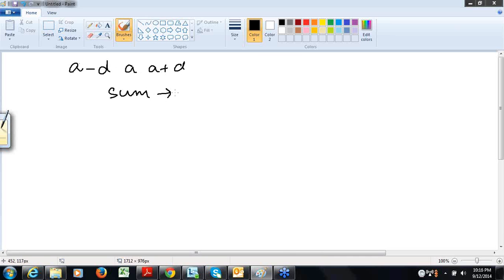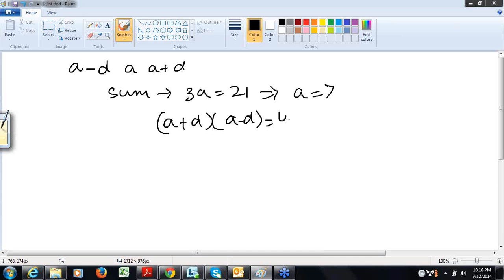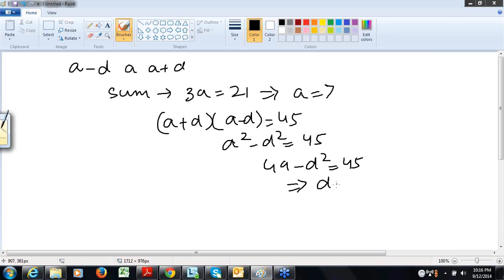Now it is saying the sum of these. The sum will be what? 3A. 3A is equal to 21, which implies A is equal to 7. Now the first and the last number, the multiplication. So A plus D into A minus D is equal to 45. So A square minus D square is equal to 45, or 49 minus D square is equal to 45, which implies D is equal to plus minus 2.